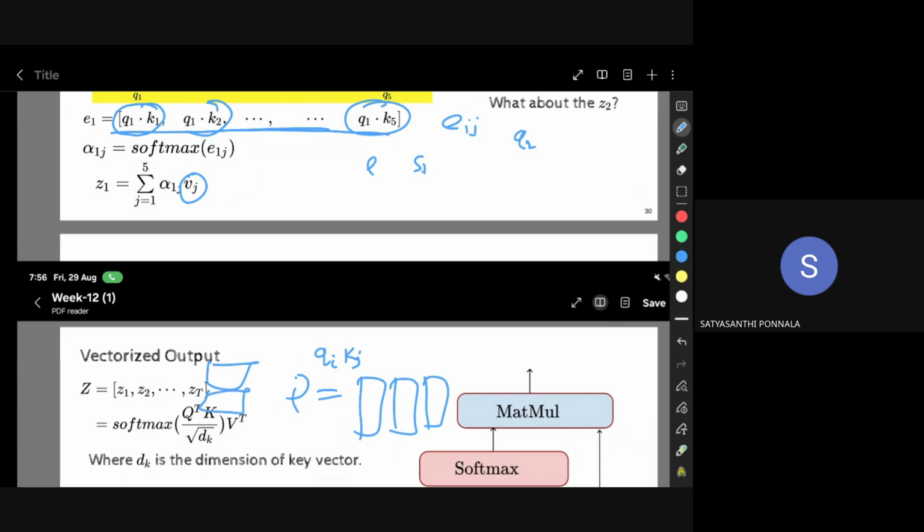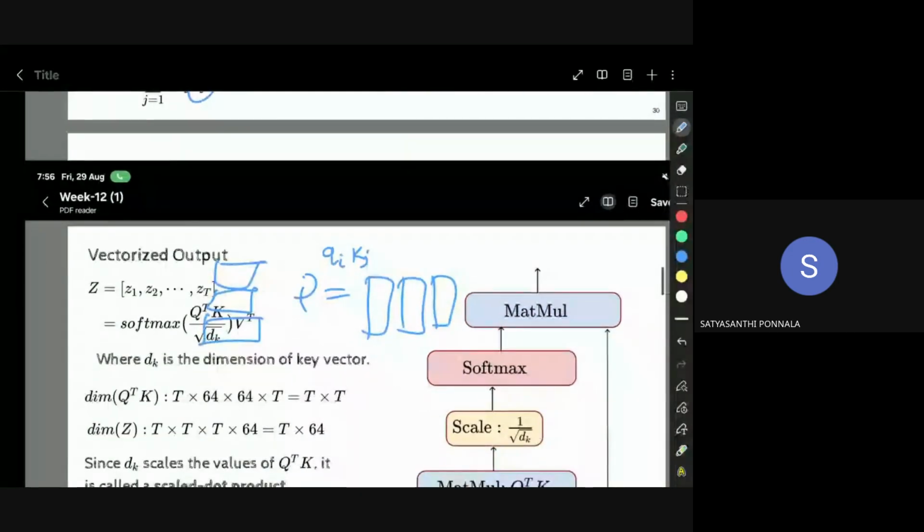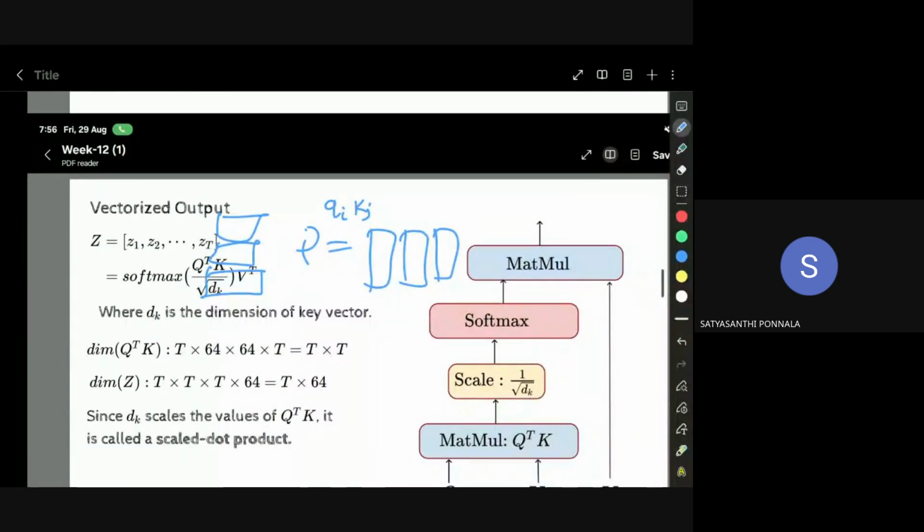Sir, is it Q transpose K or Q K transpose? So both are the same thing, but we are using this notation. But in the slides shared in G space, it is Q K transpose, right? No, it is this only, right? Q transpose K. Okay, sir. Okay.